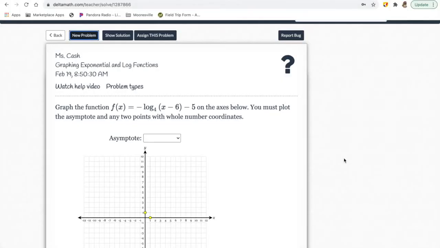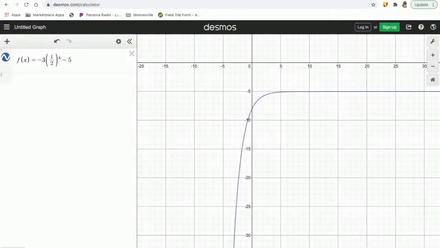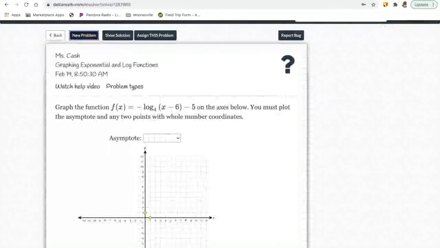Okay, so I want to do a quick screen recording of the problems that you're going to have in this section of graphing logarithmic and exponential equations. These look a little bit different than the ones I showed you in the example, so I want to show you how to work your graphs in DeltaMath. So notice here I've got Desmos and DeltaMath both opened up.